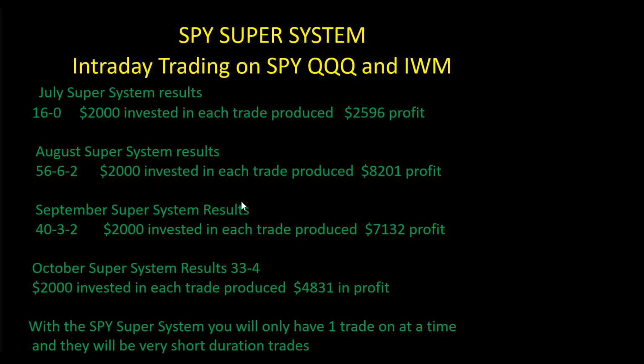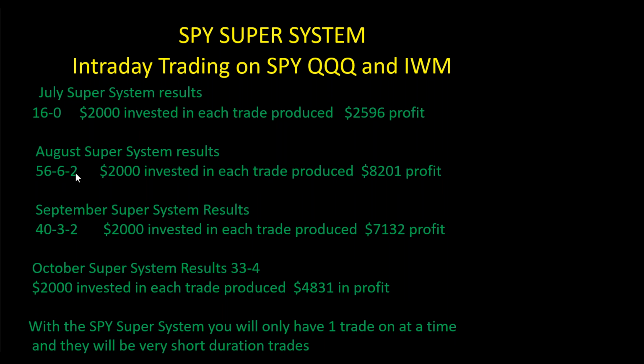All right, and these are the results that we've had doing this. I didn't really introduce it to the room until July because we were doing swing trades. I didn't know there'd be so much interest in these quicker type trades, but there was. So in July, we did half a month at 16 and 0, with 2,000 invested in each trade, which produced 25.96. Now, I'm pointing these out in the room, but I can't post them. They're too quick. But I call them out, and these results reflect the results that I had in these SPY Super System trades.